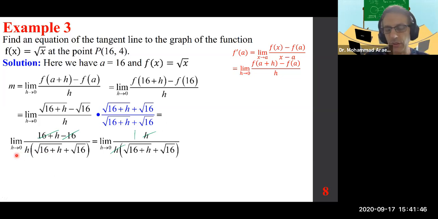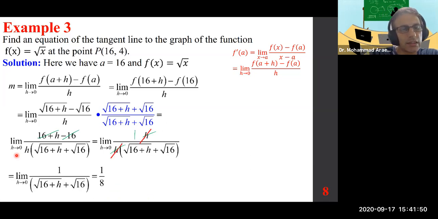Okay, and so now, notice, class, if you plug in 0 instead of h, this becomes 16. Square root of that is 4. This is 4. They add up to 8. So 1 over 8. Now, y minus y1 is m times x minus x1. Y minus 4 is 1 over 8 times x minus 16.